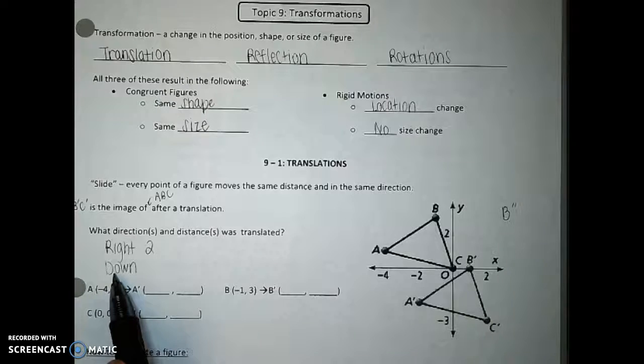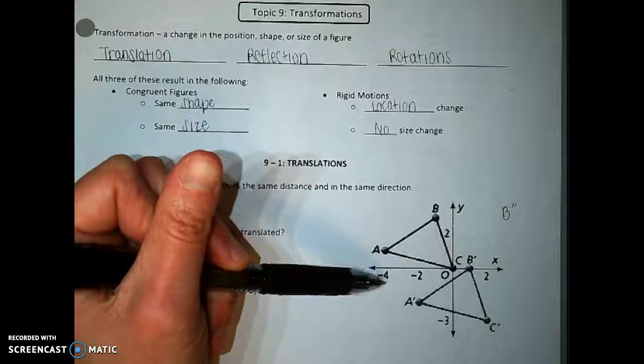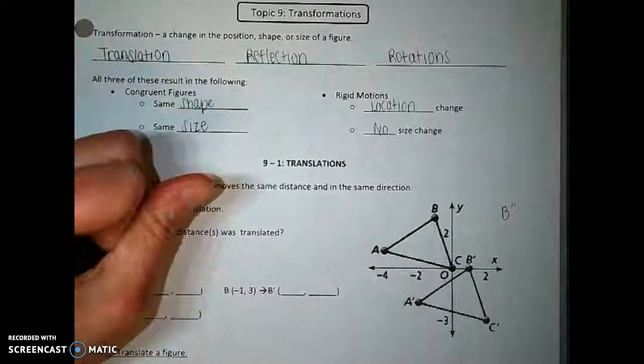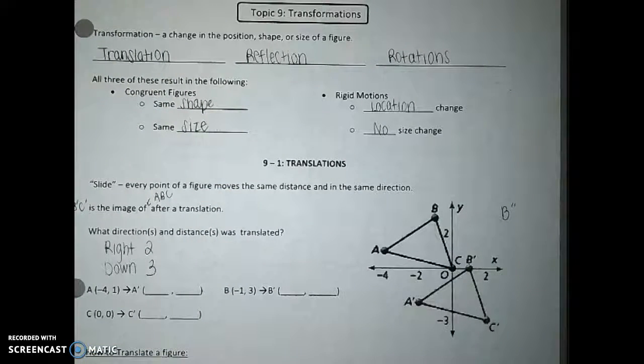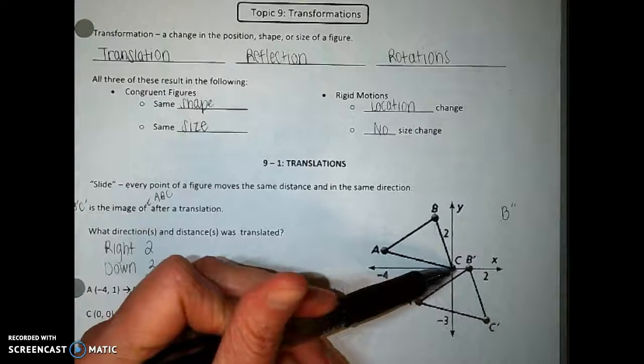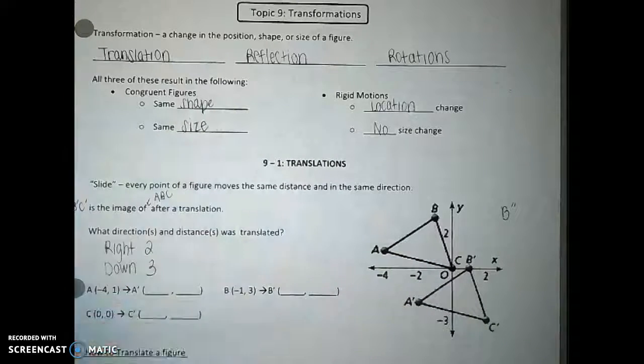Now looking at how much it moved down, if we count 1, 2, 3, it moved down 3 units. We can see that with each of our points. C went from being at 0 on the y-axis to now being all the way down at -3 on the y-axis. So it moved right 2 and down 3.